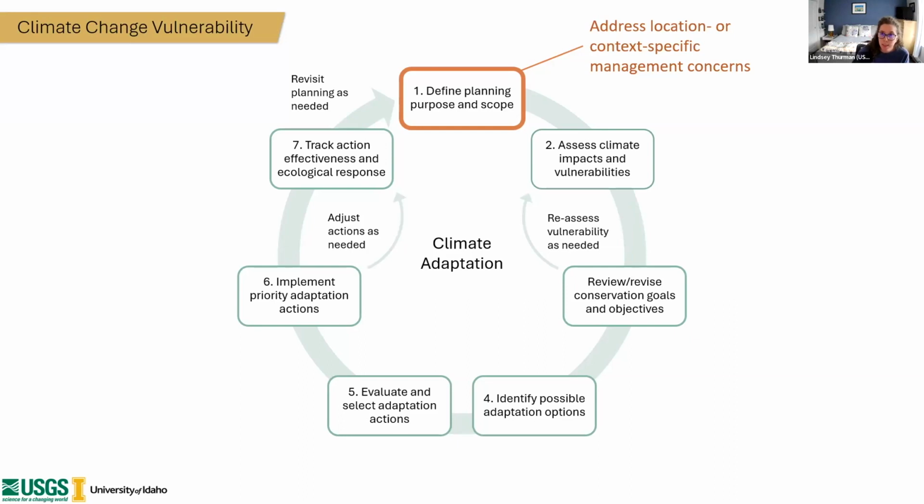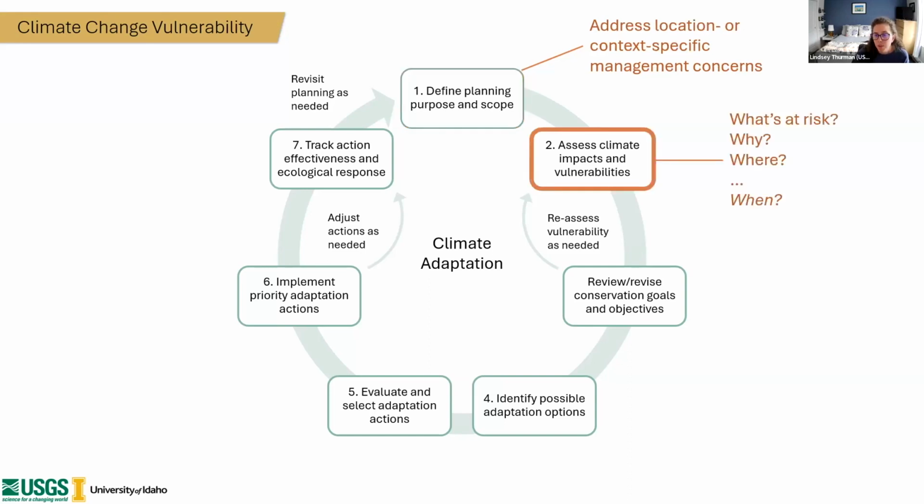And in this climate adaptation cycle, step one is usually to define your planning purpose and scope. And this is the same for any management or adaptive management process. And vulnerability assessments are one way to really hone in and address very location or context-specific management concerns. And when doing the vulnerability assessment, you can ask questions related to what's at risk, which species are at risk, why are they at risk, and to what are they most at risk of, or what climate variable threatens them the most. Where are they most at risk? That is a common question we ask when doing those correlative species distribution model type vulnerability assessments.